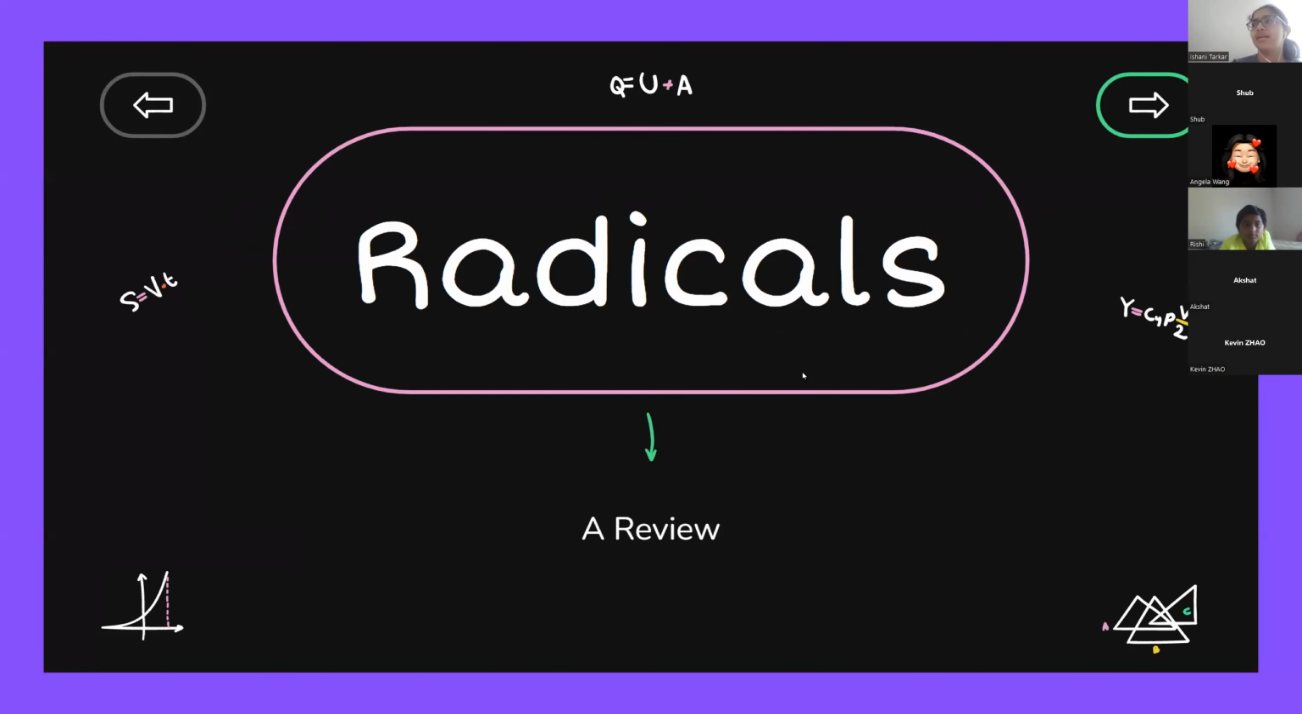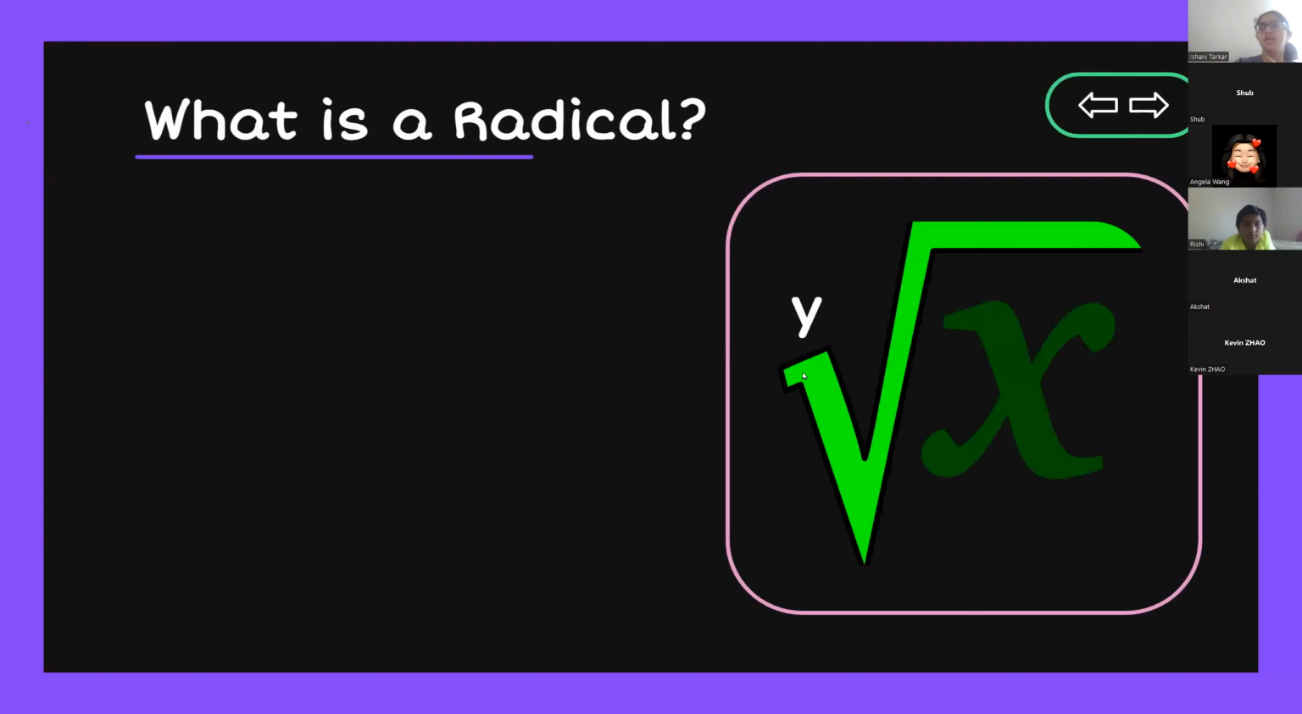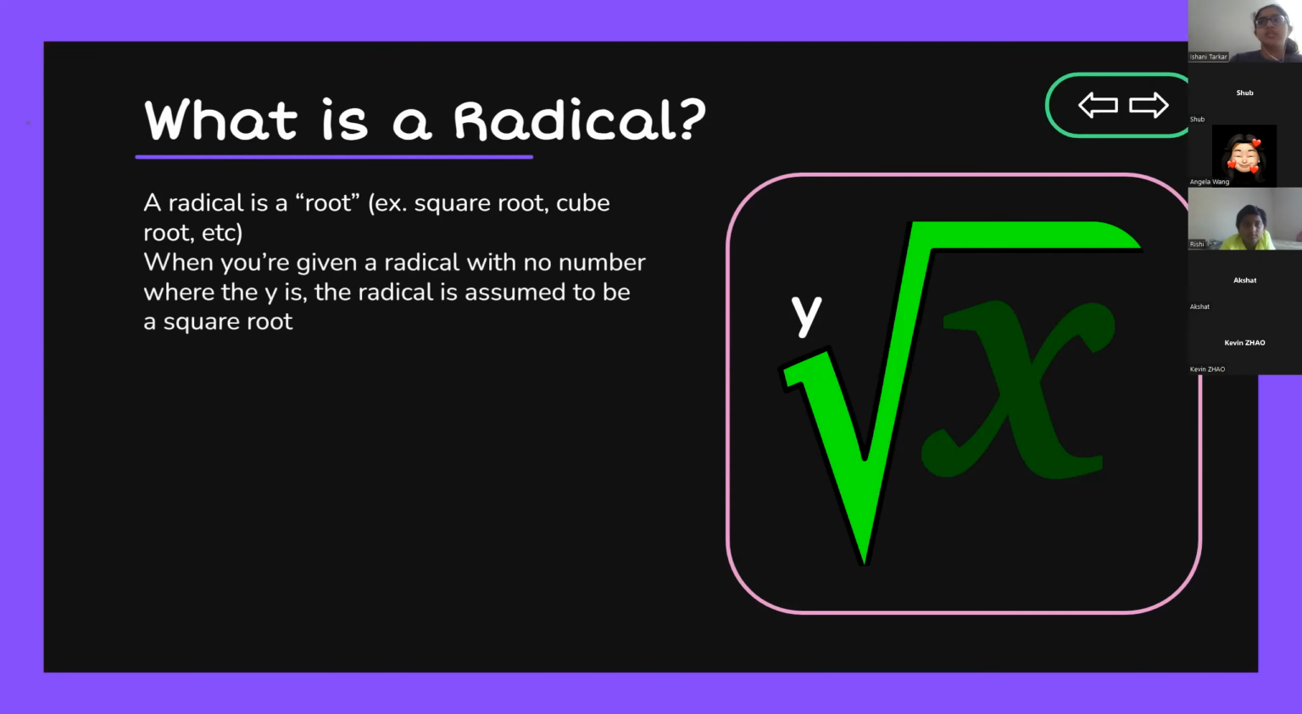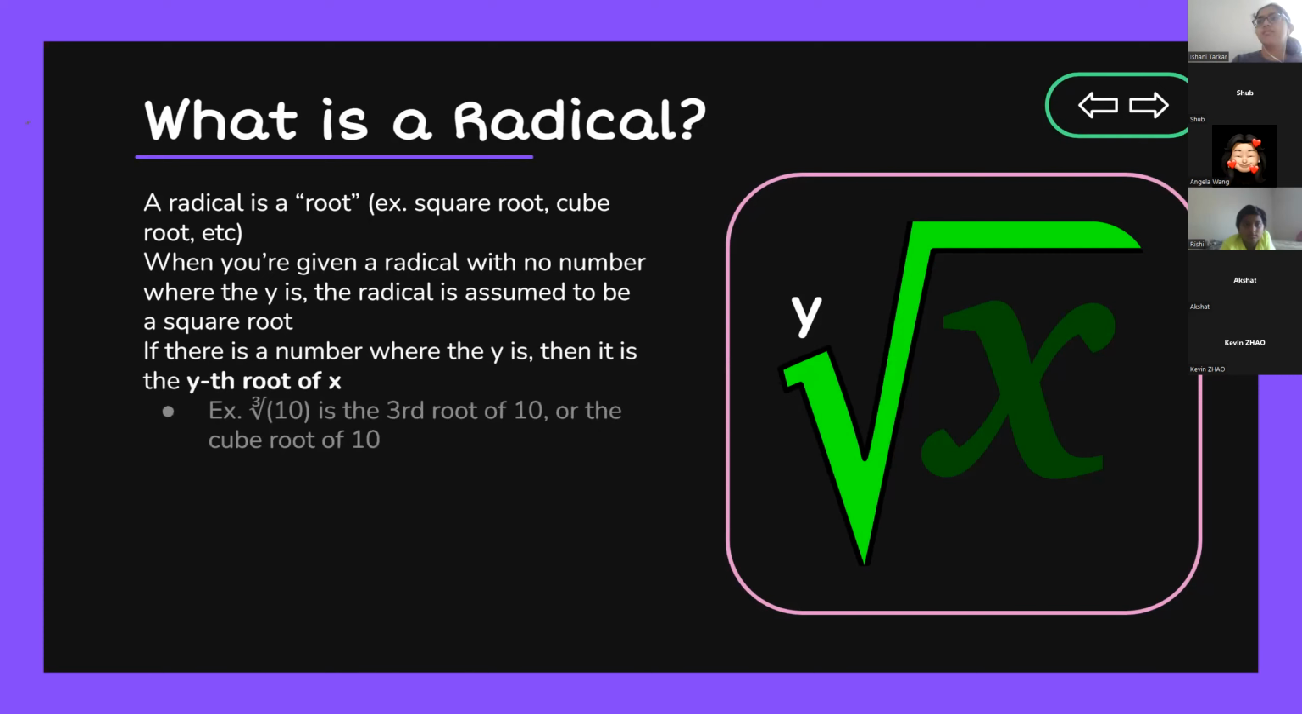So first, radicals. What is a radical? It is just a root, like a square root, a cube root, etc. When you're given a radical with no number where this y is, the radical is assumed to be a square root. And if there is a number where the y is, then it's the y-th root of x. For example, the cube root of 10 is the third root of 10.